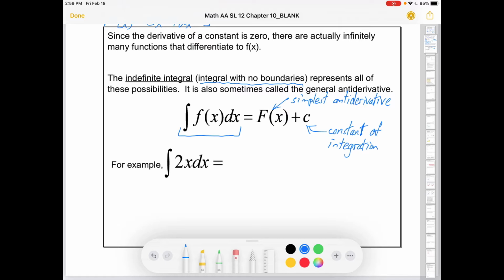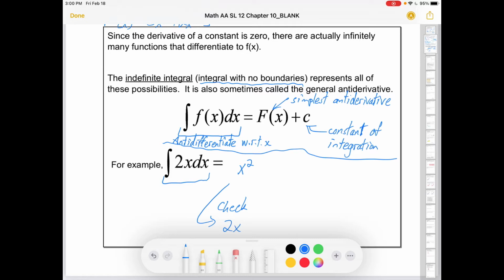Now this whole symbol here will tell the story eventually of where all these symbols come from, what they really represent. But for now, let's just consider it to be sort of a verb that says antidifferentiate with respect to x. So what does that mean if we see the indefinite integral of 2x and it says dx? Again, that tells us that we're antidifferentiating with respect to the x variable. Well, where does a 2x come from? An x squared. And you could double check. If you differentiate x squared, you'll be back at 2x.